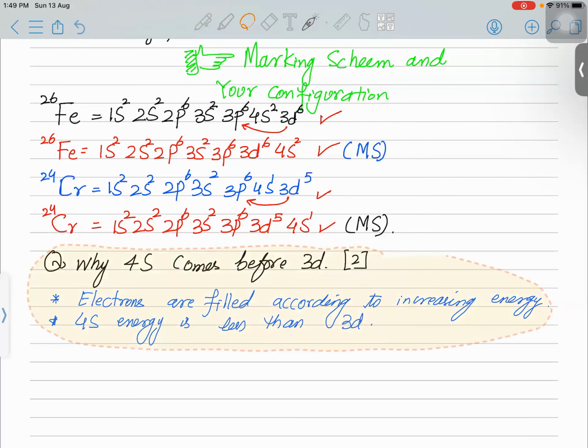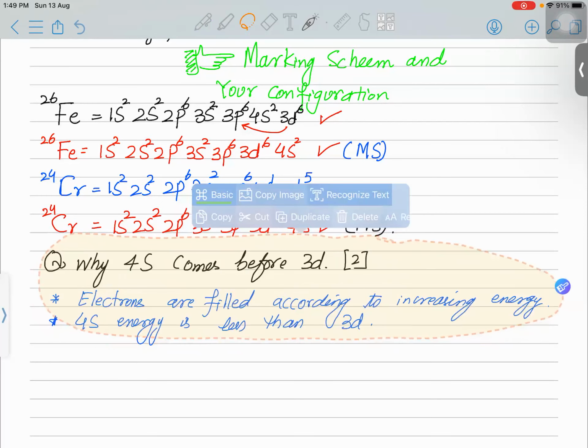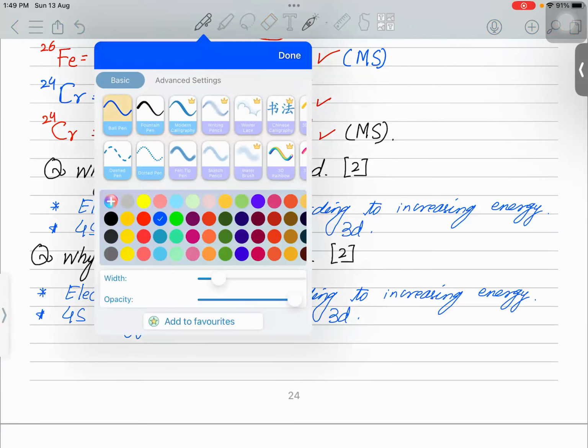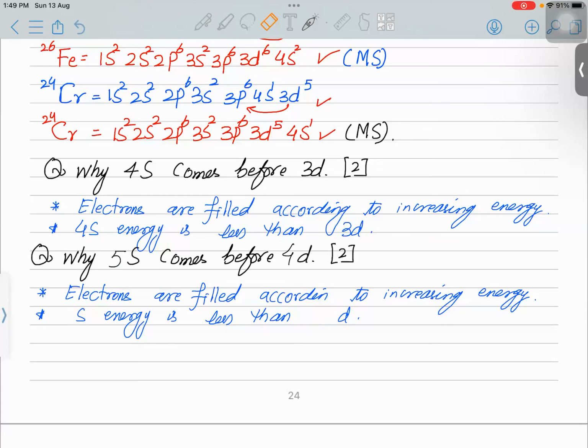Now another question. Why does 5s come before 4d? Can you tell me the answer? Because 5s energy is less than 4d. Exactly the same answer. Because electrons are filled according to increasing energy. 5s energy is less than 4d.